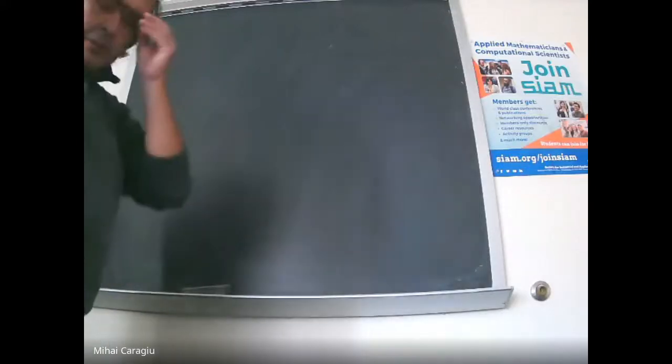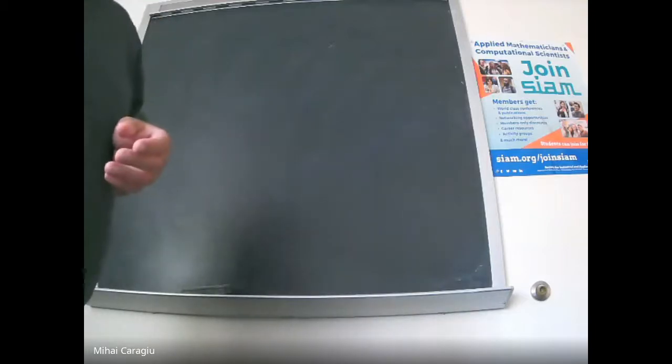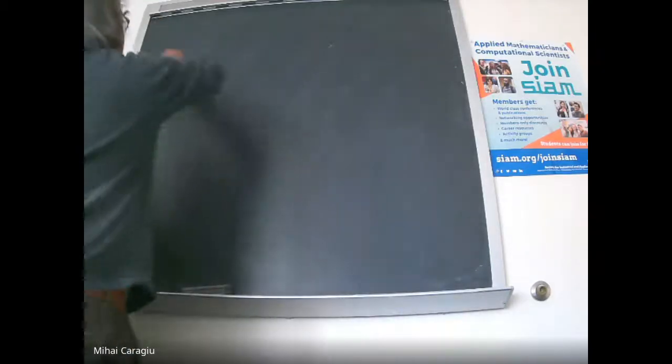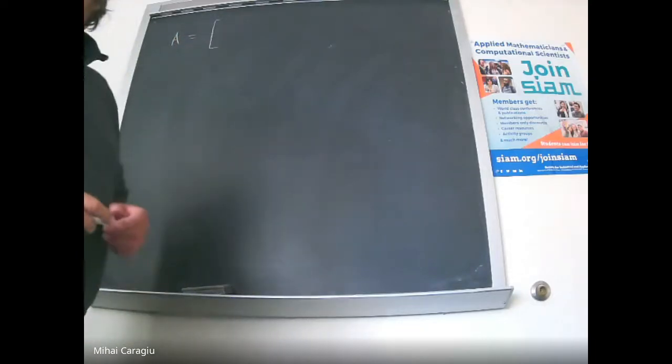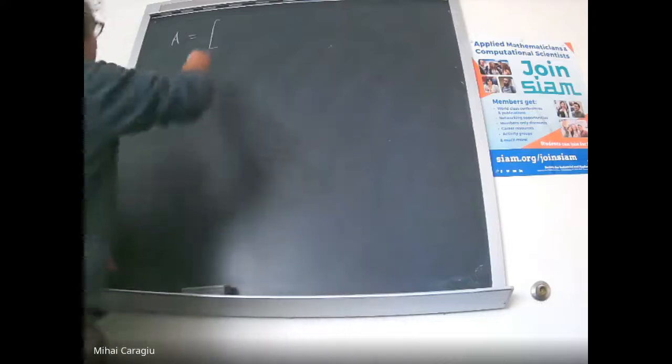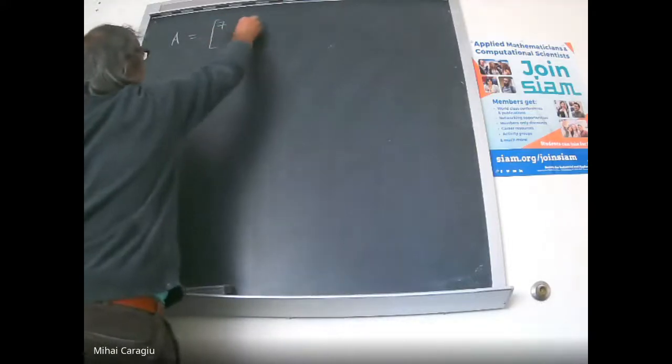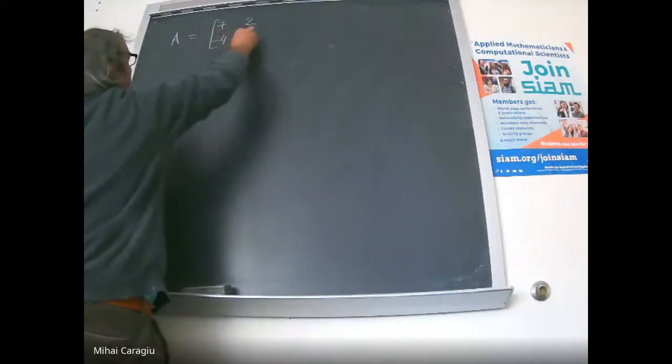Okay, so let's do an example of diagonalization and its applications. So let's consider matrix A. On the first row, 7, 2. On the second row, -4 and 1.